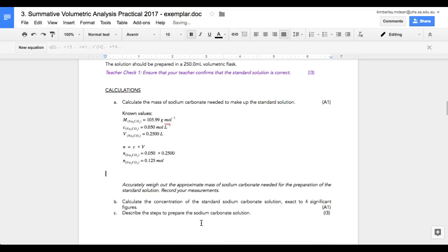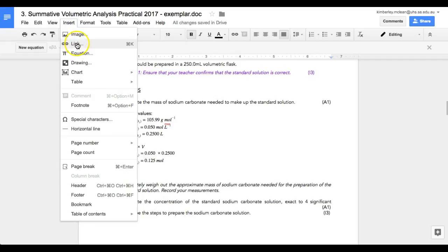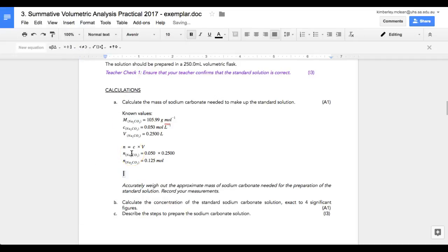We now need to insert the equation that links number of moles with the molar mass in order to calculate mass. So again, one more equation.